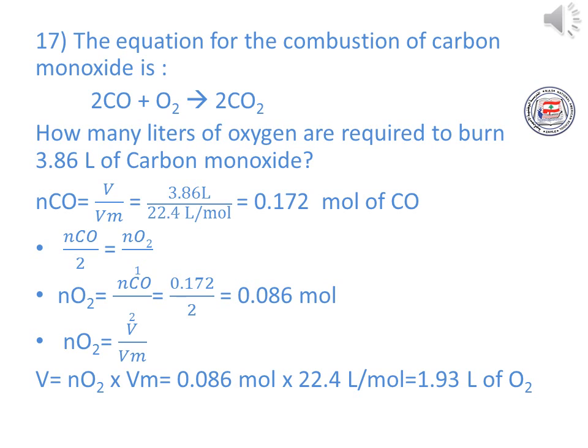And then we write number of moles of carbon monoxide divided by the coefficient 2 equal number of moles of oxygen divided by the coefficient 1. So number of moles of oxygen equal number of moles of carbon monoxide divided by 2, and the answer is 0.086 moles of oxygen. Finish by converting from moles to liters, and the answer is 1.93 liters of oxygen.